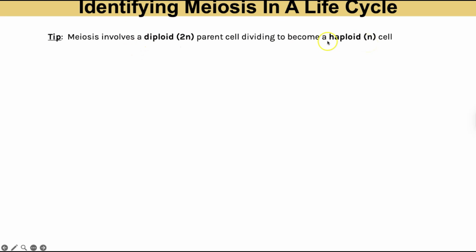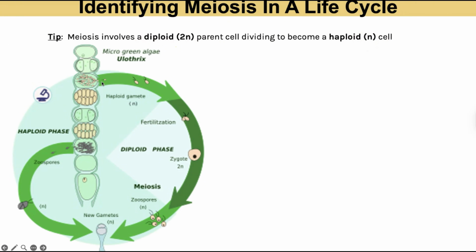And they might write diploid or haploid, or they might write 2N, meaning diploid, or N. So that's what you need to look for on a diagram. And this is a bit blurry, but we can see here that we've got N, 2N, N, N, N. So where we go from the zygote to the zoospore, we've got 2N to N. That would be the meiosis stage because we've gone from diploid to haploid.